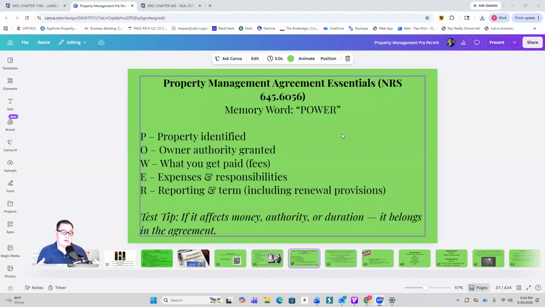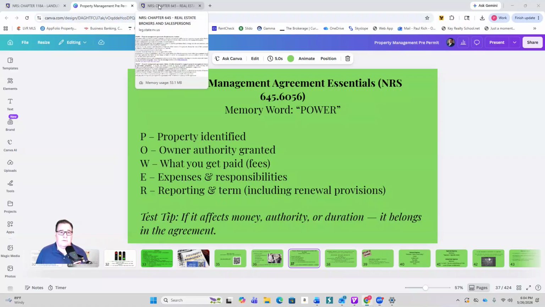So in other words, the term of the agreement, and if there's going to be a renewal provision in there, or an automatic renewal provision, you have to spell out what that is. Just as a test tip: if it affects the money, the authority, or the duration, it belongs in the agreement. Let's take a look real quick at NRS 645.